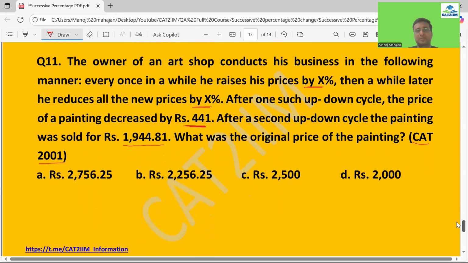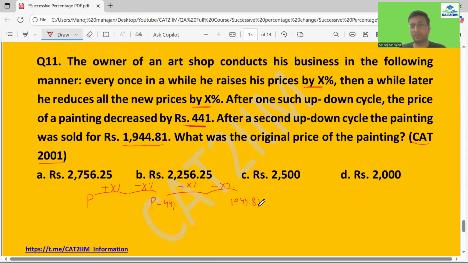So I'll show you the maths approach also, and you'll find out it's really time taking. So of course, we have to come to the logical approach and using options out here. So let's say the price is P. Let me tell you the story over here. X% increase, X% decrease. So the price becomes P minus 441. That's what is given over here. Again, X% increase, X% decrease. So the final price is 1944.81. Now you can understand one thing over here.